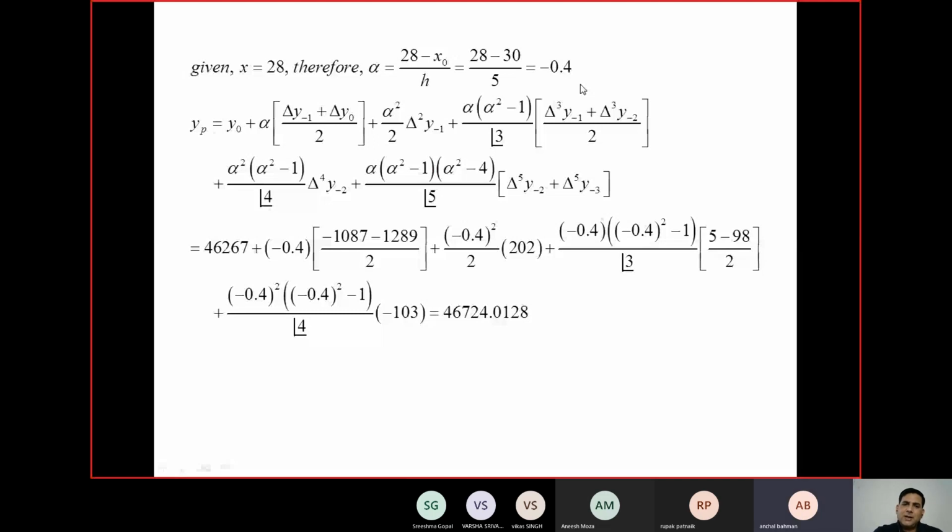And the rest of the thing is the application of formulas. So you already have this particular formula. Substitute your values and get your answer that way. Is that fine?